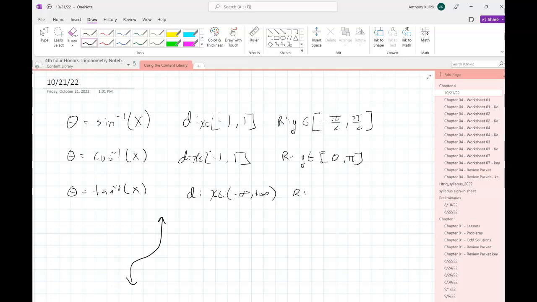And my range here for tangent, notice that I use parentheses there in place of brackets. What is the difference between parentheses and brackets when we write it? Yeah, brackets means that value is included, and the parenthesis means that it's not. Why did I use parentheses there for tangent instead of brackets? Carmen?